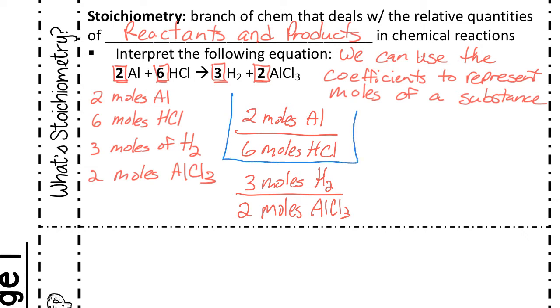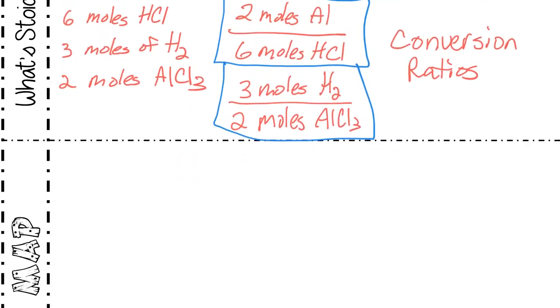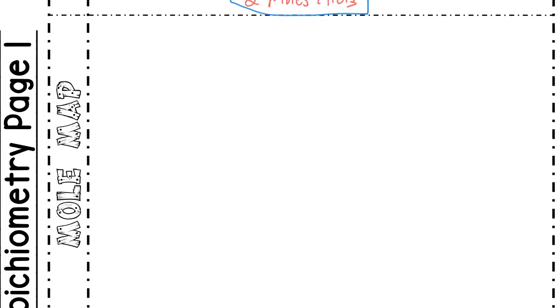They could also be conversion factors. In fact, we could give them another name, and we could call them conversion ratios. Well, you can see where this is going. If we have conversion factors, we're probably going to be doing factor label problems. And we're going to get to that in just a minute. So remember, initially we did the mole map. We're going to do another version of the mole map right now.